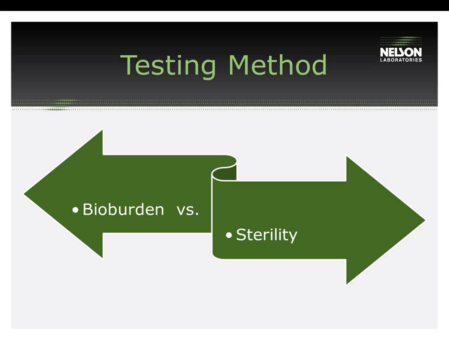You use sterility when data is available that the process provides a 6 to 7 log reduction, and initial data is usually determined using a bioburden approach in the first place anyway. If a 6 to 7 log reduction is not obtained, all samples will be positive for growth and a log reduction cannot be calculated.